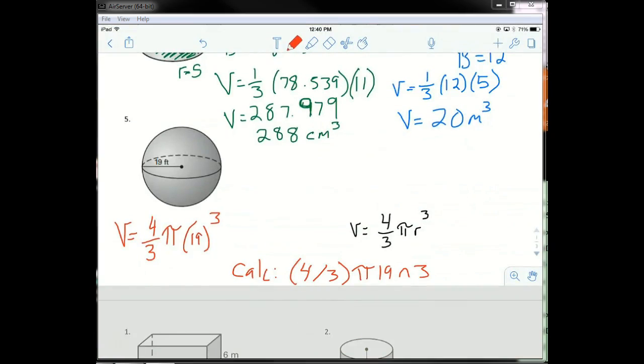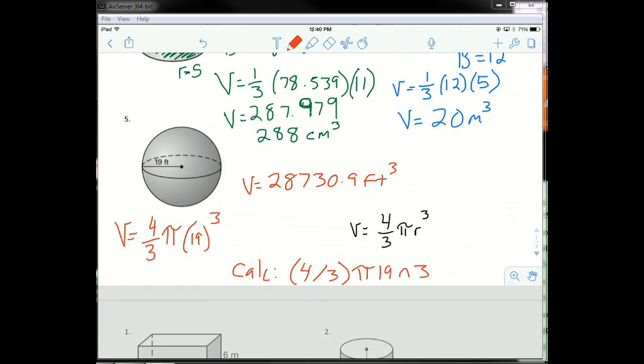So when I do type this into my calculator, the 4/3, I'll type that in as a fraction, pi, and then it's 19 to the third. This is a pretty big number, but we end up with a volume of 28,730.9 cubic feet. That's a pretty big ball.